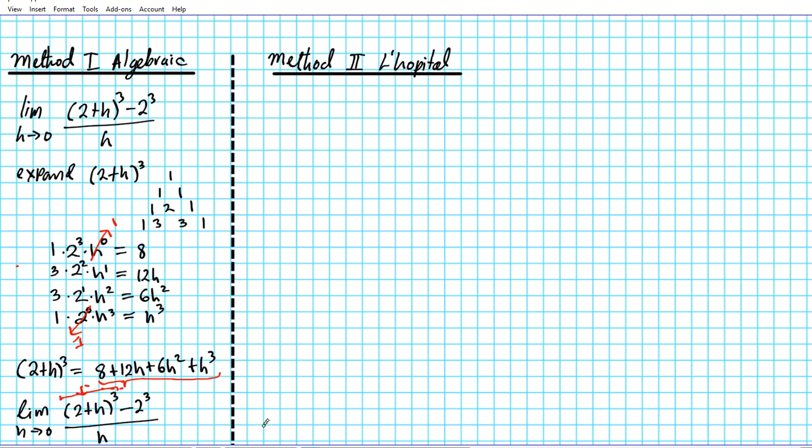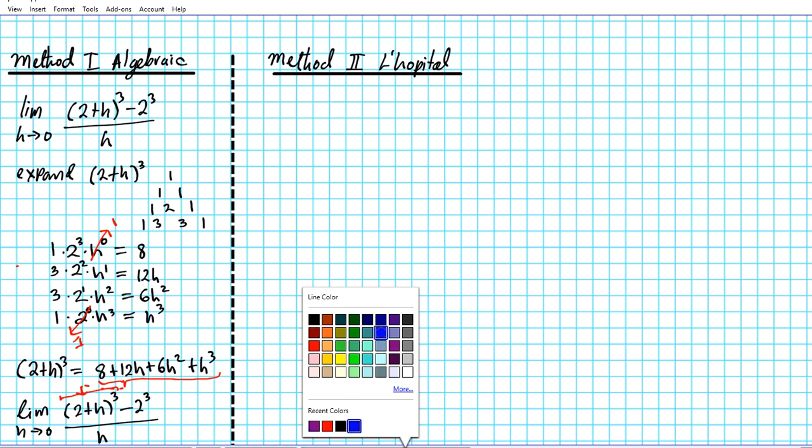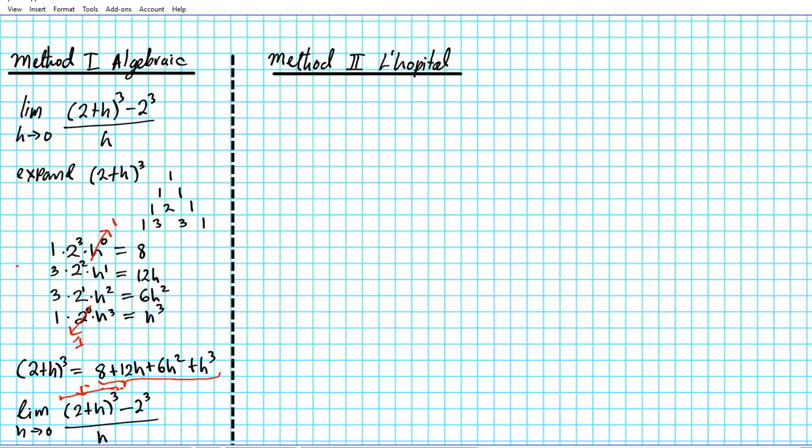Alright, so what's L'Hopital's rule? First of all, let's write down what the formula is. The formula for L'Hopital's rule is as follows. If you're finding the limit of a quotient, let's say the limit as x approaches a number of f of x over g of x, and you have an indeterminate form, it's the same thing as finding the limit as x approaches a of the derivative of the numerator divided by the derivative of the denominator.